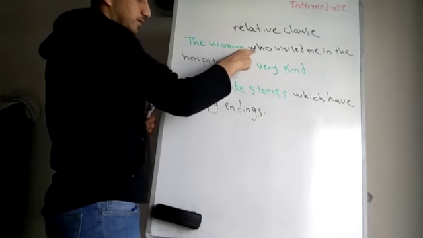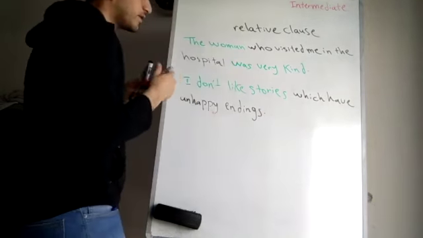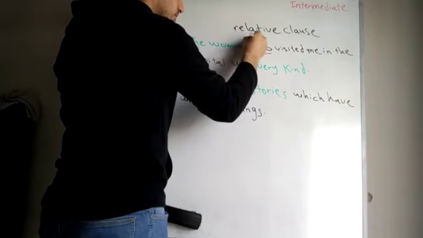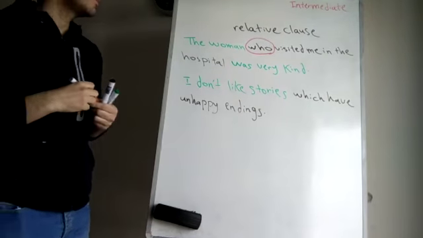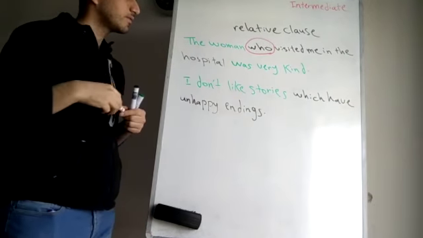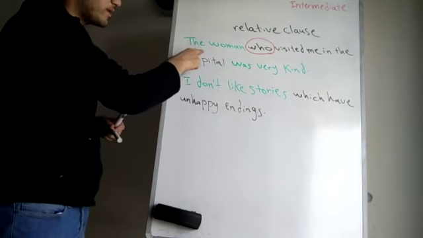You see, here we use who. So we use who with people. When we are talking about people, we use who. نستخدم هو مع الأشخاص. So the woman who.